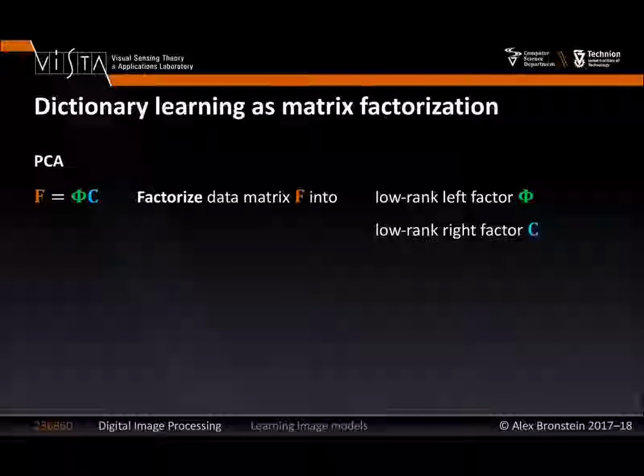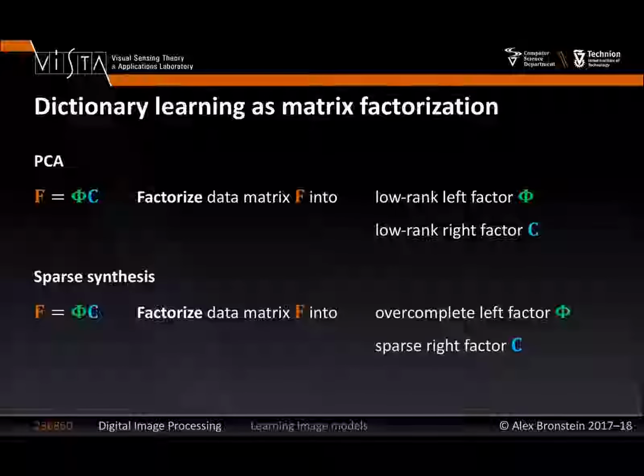Now, if we look through this optic of matrix factorization, what we want to do in sparse synthesis also has this form. The only difference is that the left factor phi is an overcomplete dictionary, and the right factor is a sparse matrix, right? So we have slightly different constraints that we would like to impose. But the idea is still the same. We want to approximately, since this never happens exactly for real data, factorize this matrix into an overcomplete left factor and a sparse right factor.